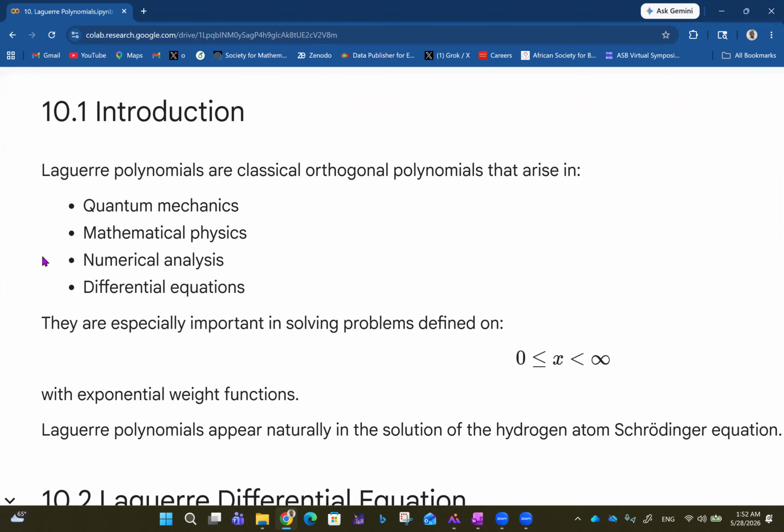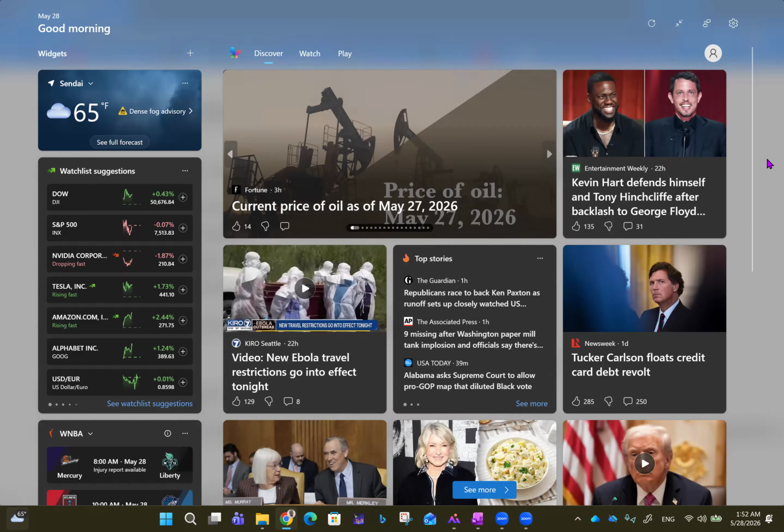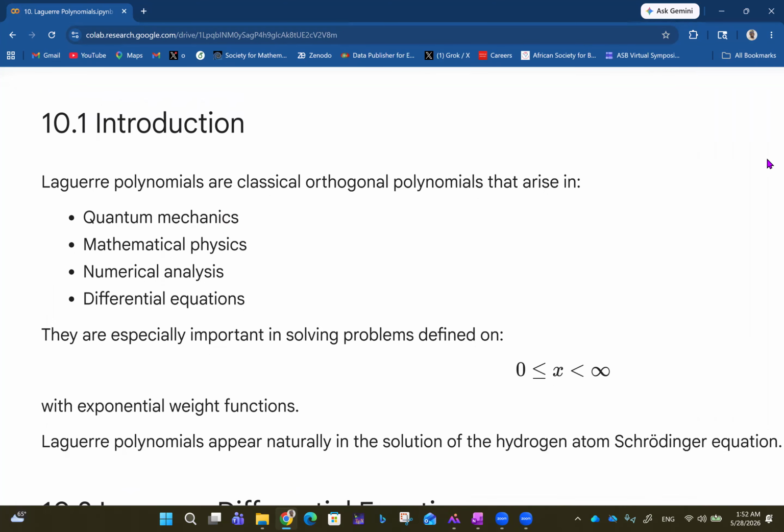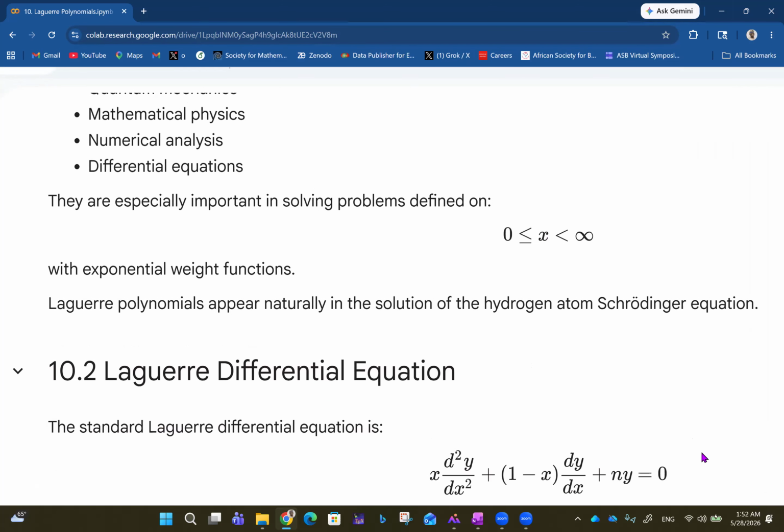Laguerre polynomials are classical orthogonal polynomials that arise in quantum mechanics, mathematical physics, numerical analysis, and of course, differential equations. They are especially important in solving problems defined on 0 less than or equal to x less than infinity with exponential weight functions. Laguerre polynomials appear naturally in the solution of the hydrogen atom Schrödinger equation.